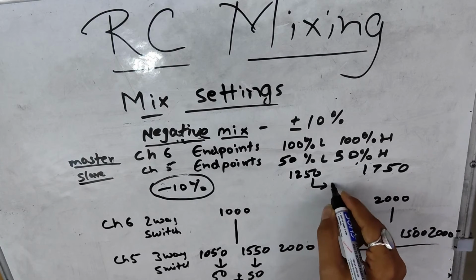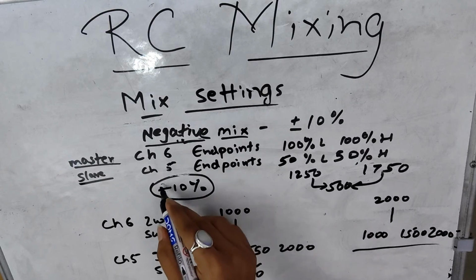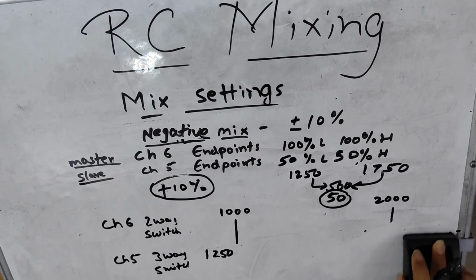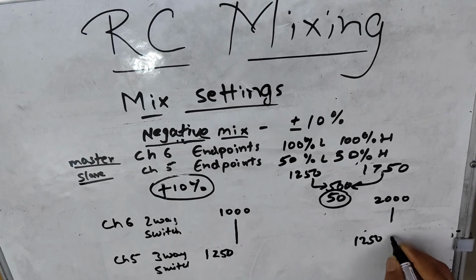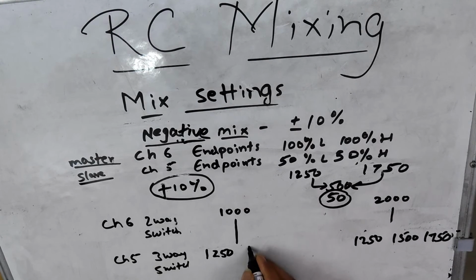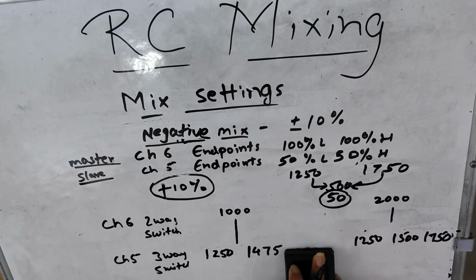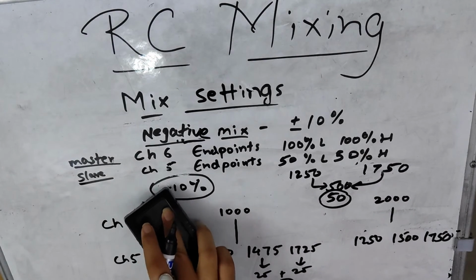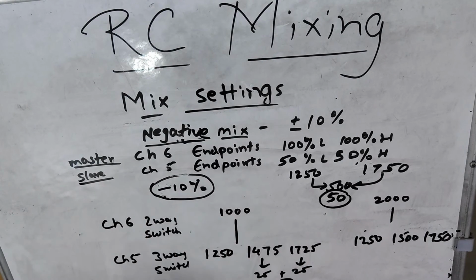Next up, when we change the endpoint values for channel 5 to 50%, the extreme changes again to 1250 and 1750, the difference being 500, 10% of that being 50. So this time again for channel 6 higher extreme 2000, the values remain unchanged and they will be 1250, 1500 and 1750. But for the lower extreme of 1000, what we see is that 25 and 25 is respectively reduced from 1500 and 1750, giving us 1250, 1475 and 1725 as our ultimate values.